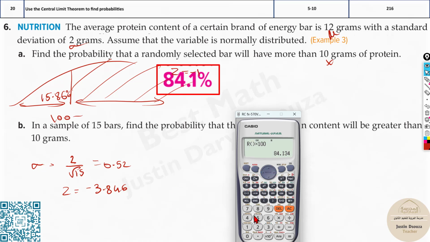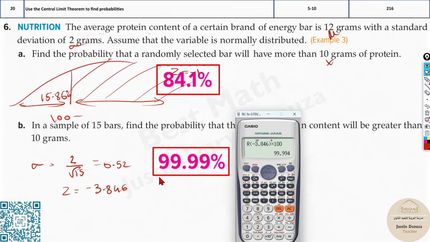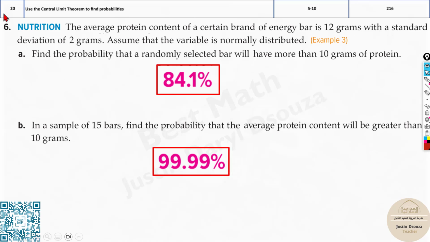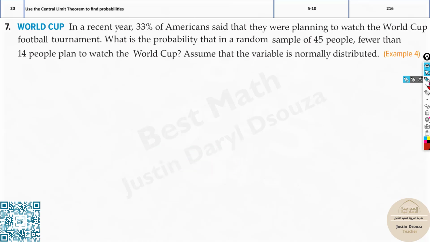So what I'll do is I will just type this out, minus 3.846, and it's 99.99. That's the answer. Whereas if you had used the P value, it would be 0.00-something, whereas we need the greater than, so it's the right side of the normal distribution curve. I hope this is clear. In topic 19, we did similar problems, but this second part, the B part, is just different because the standard deviation varies here.